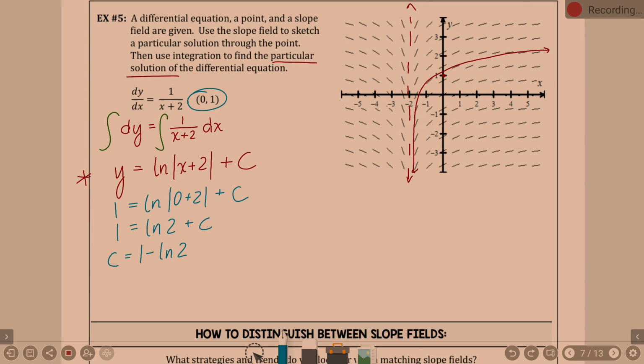We go back and put this together. What is my equation? y equals natural log of the absolute value of x plus 2, plus 1 minus natural log of 2. I think that is how I have it written. Okay. Other than the fact I kind of missed my point 0, 1 there, you get the idea. Okay.